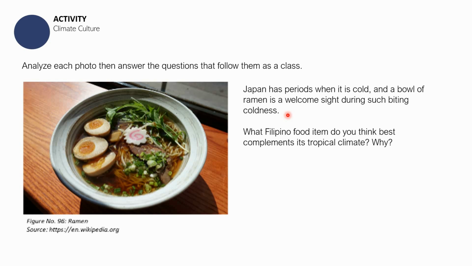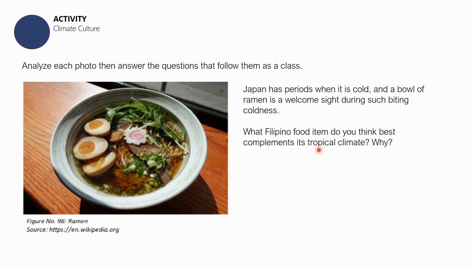Yeah? Okay, so this is figure number 96, ramen. Sarap ng ramen, no? So Japan has periods when it is cold, and a bowl of ramen is a welcome sight during such biting coldness. Okay, so itong ganitong klaseng masabaw na pagkain, napakasarap kainin yan during halimbawa yung mga cold climates, no?